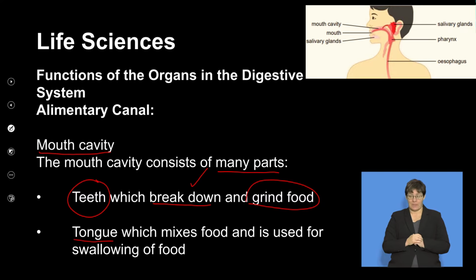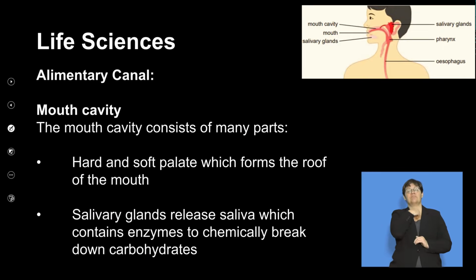We also have the tongue, which is a muscular organ that allows for the food to mix with saliva, and that facilitates the easiest swallowing of food. The mouth also consists of a hard and soft palate, which forms the roof of the mouth. So the roof of the mouth, as you look up here, that hard part which you can often touch and feel, that's the hard palate, and further back we have the soft palate.